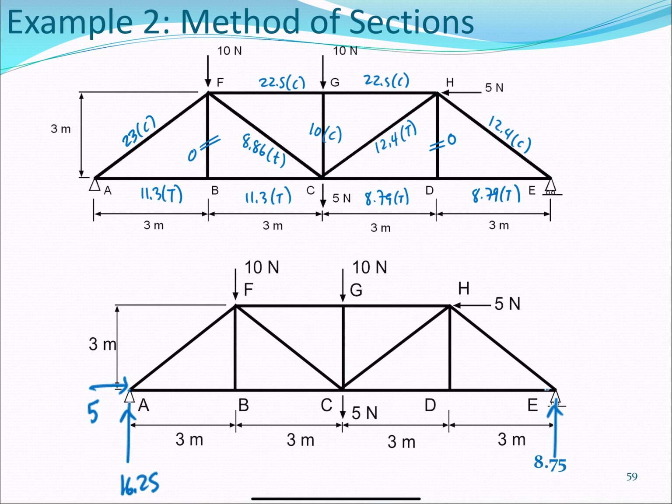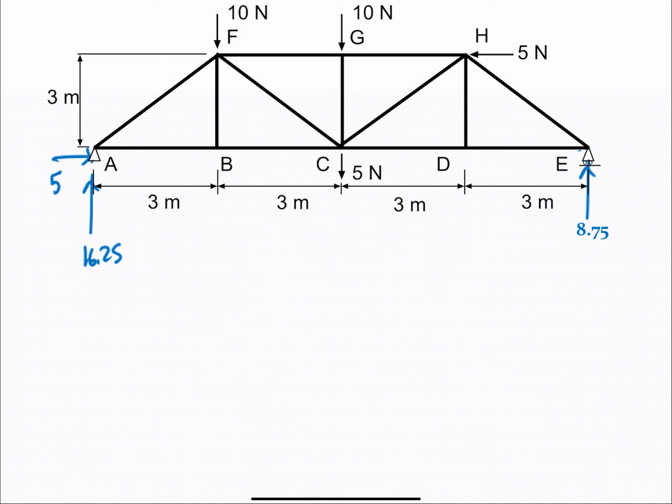Now, the first step in the method of sections is the same as in the method of joints: calculate the reactions. So we calculate the reactions and we find the same numbers as before at point A and point E. Remember, we are looking for these forces, GH and CH. These are 22.5 compression and 12.4 tension. So we have our reactions, and it's time to cut.